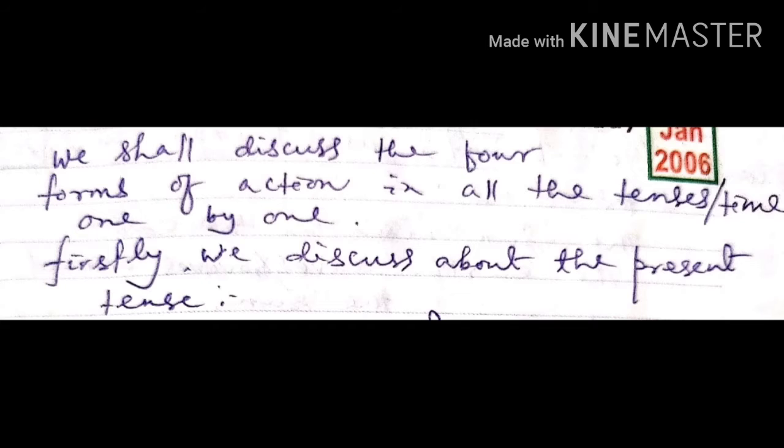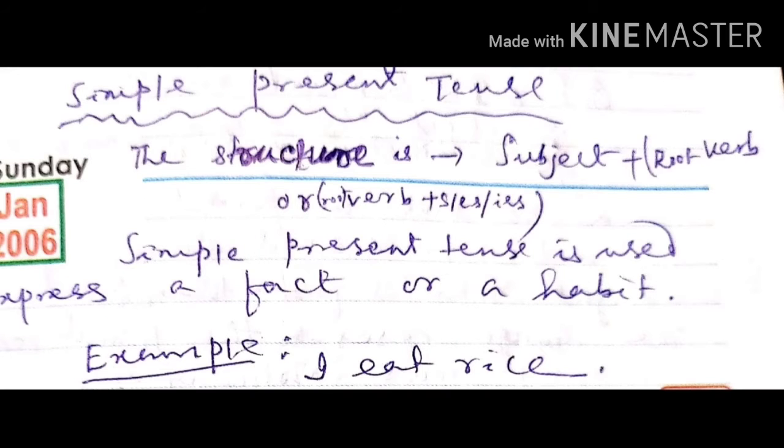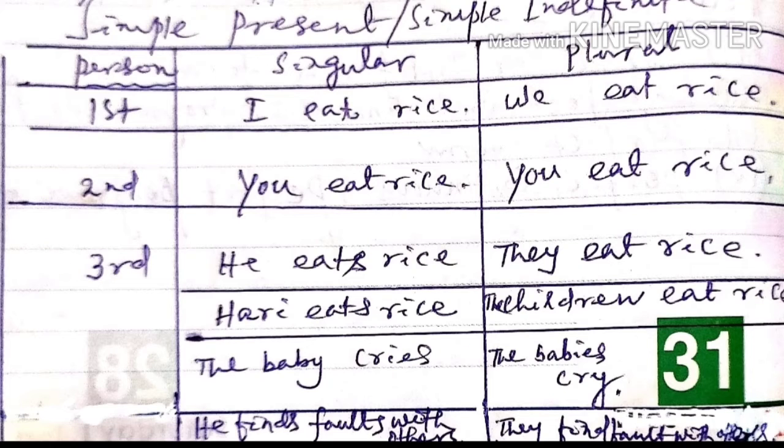Firstly, we will discuss the present tense. Under present tense, first we will discuss the simple present tense or present indefinite form. The structure is subject plus root verb, or subject plus s, es or ies form of the verb. If the subject is third person singular number, then the verb takes s or es or ies form.